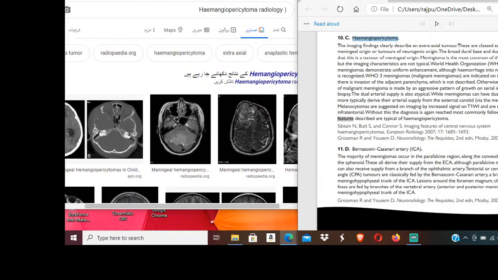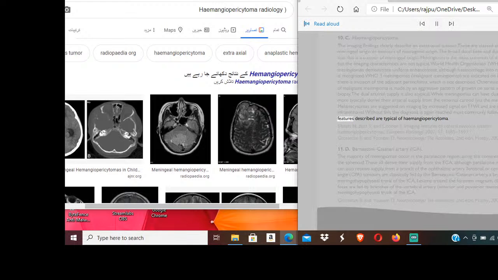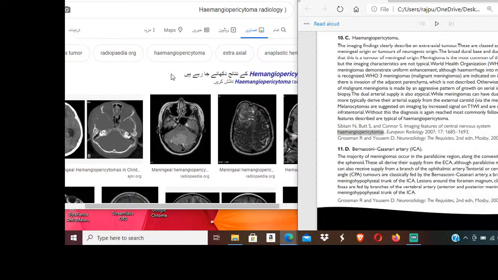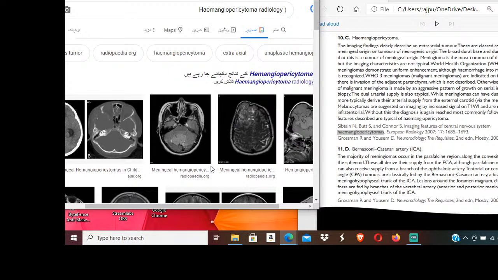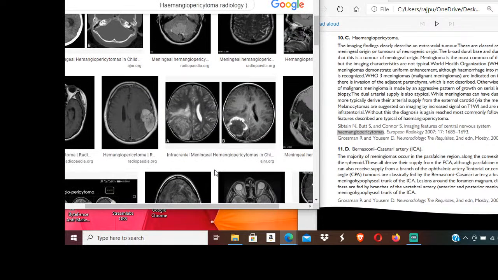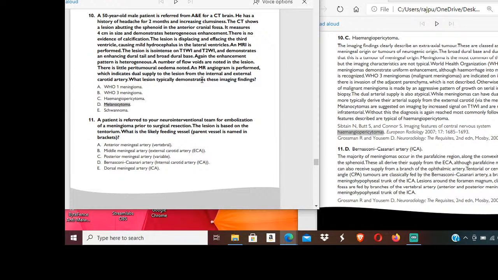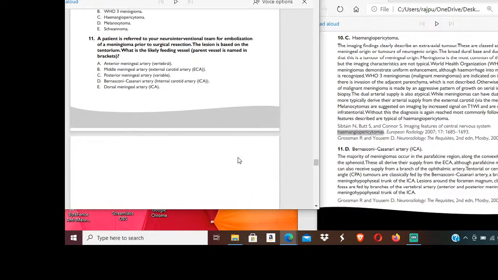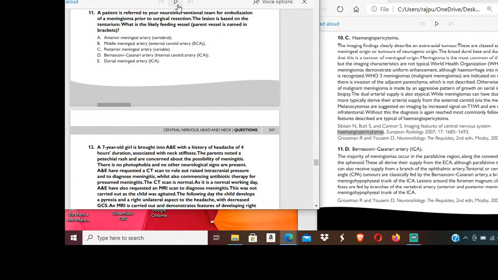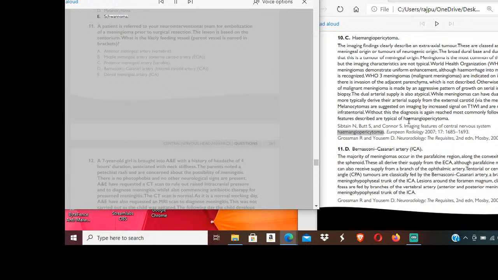All the features described are typical of hemangiopericytoma. Imaging features of central nervous system hemangiopericytoma. D. Melanocytoma. E. Schwannoma.